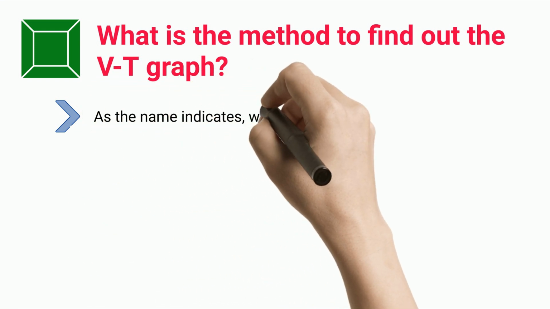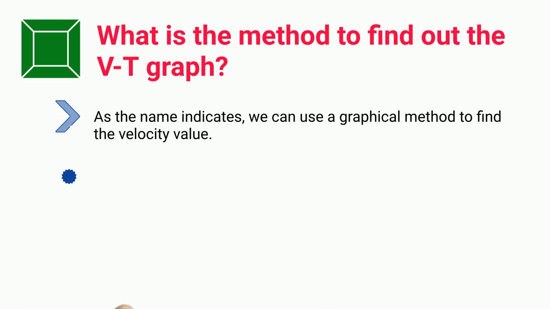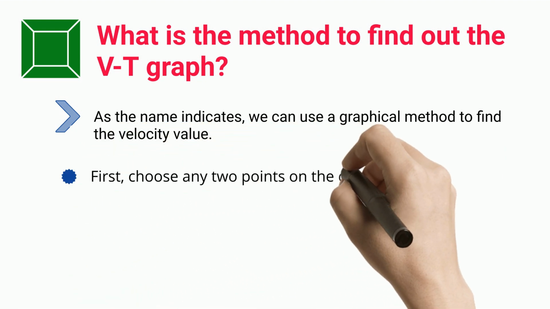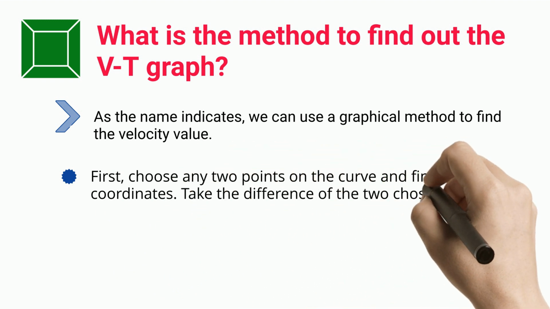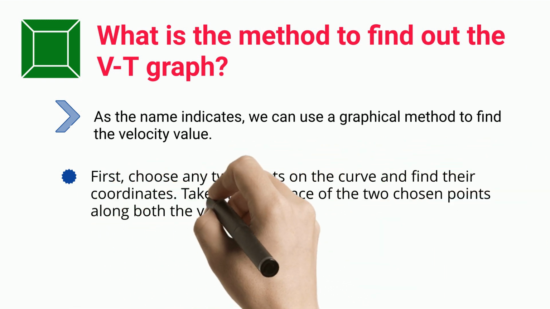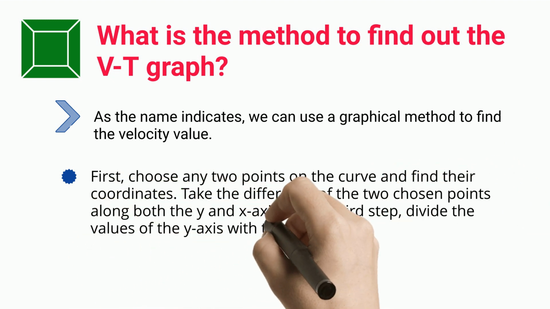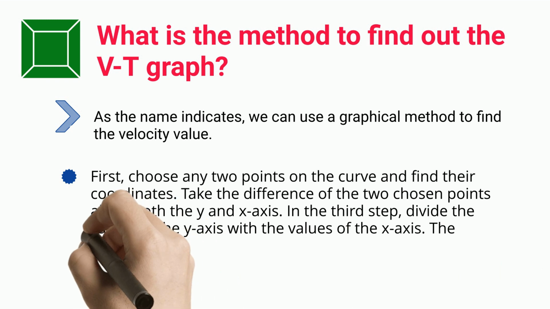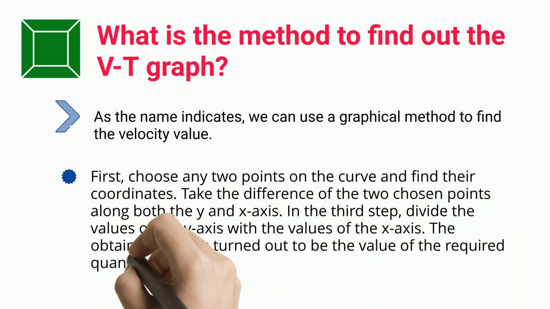What is the method to find out the VT graph? As the name indicates, we can use a graphical method to find the velocity value. First, choose any 2 points on the curve and find their coordinates. Take the difference of the two chosen points along both the y and x-axis. In the third step, divide the values of the y-axis by the values of the x-axis. The obtained value turns out to be the value of the required quantity.